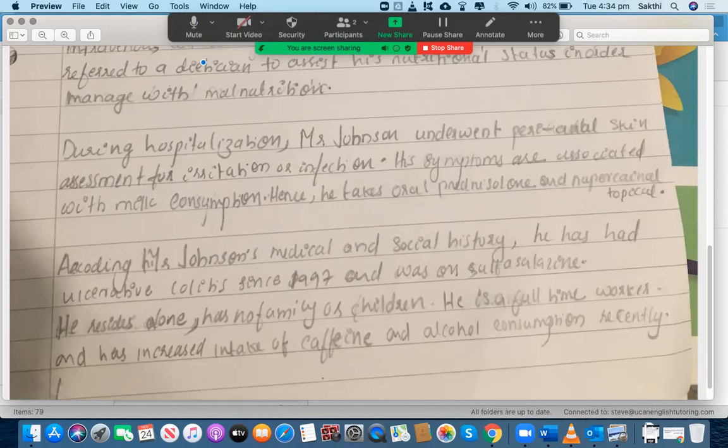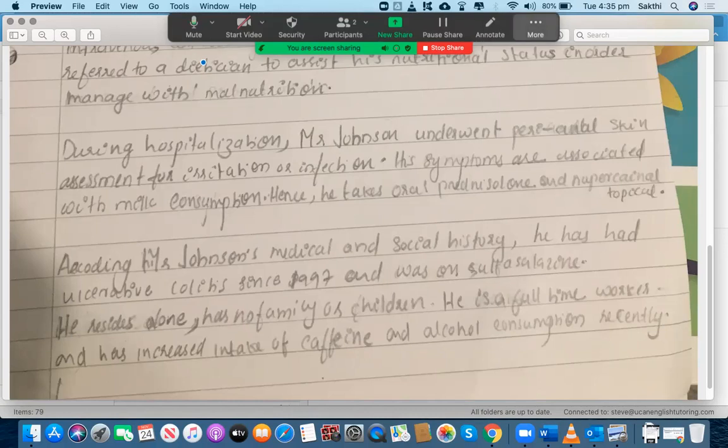His symptoms are associated with the milk consumption. Is it the current medication or the past? Current. So, his symptoms were associated with the milk consumption, and hence he takes oral medications. Otherwise, you can write it like this: as his symptoms are associated with the milk consumption, comma, he takes. Remove "hence" and then full stop.